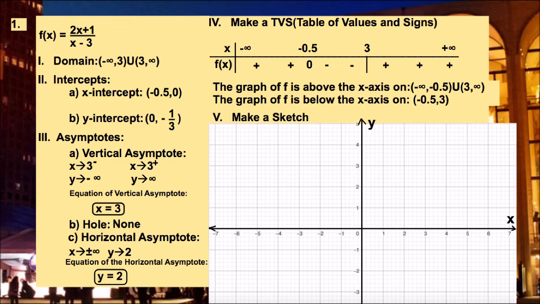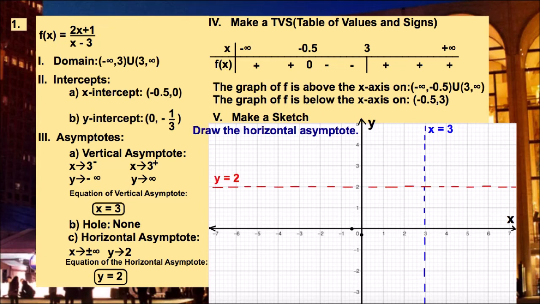Make a sketch. Draw the coordinate system, place the x-intercept, and place the y-intercept. Draw the vertical asymptote. Draw the horizontal asymptote.